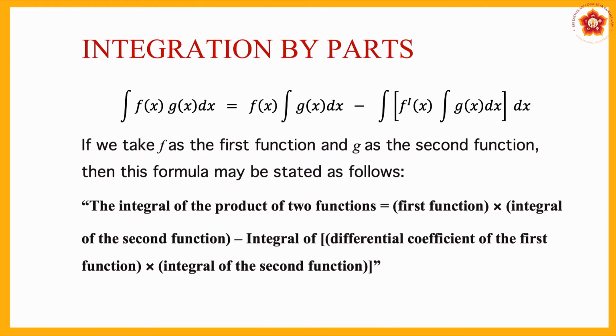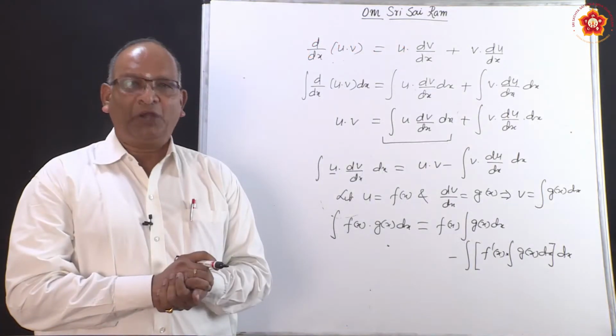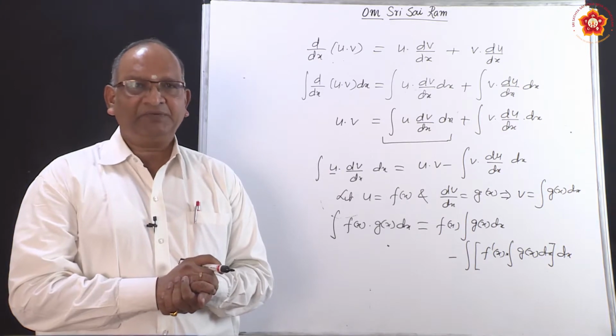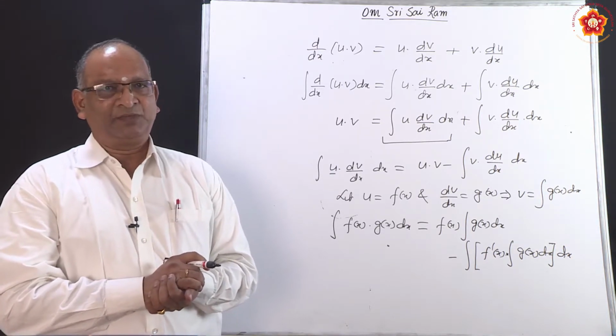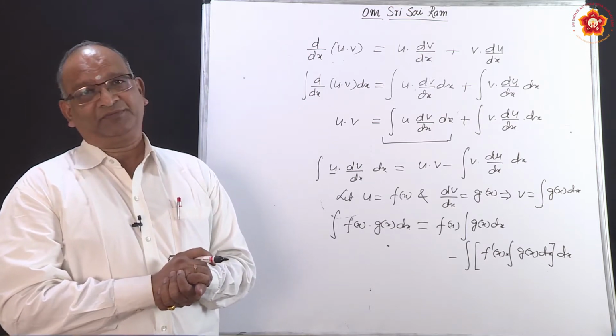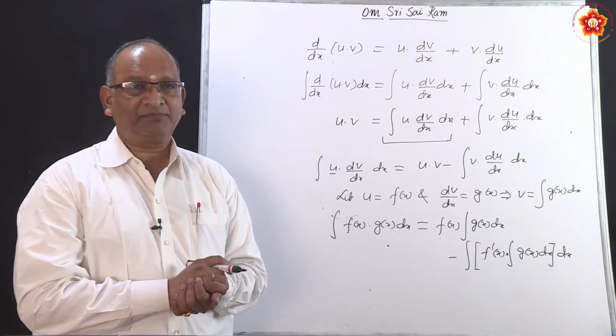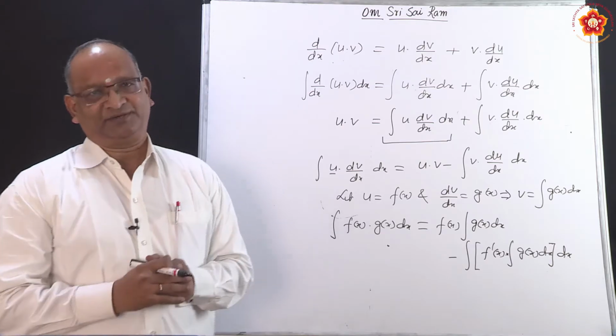Integral of the derivative or differential coefficient of the first function, multiplied by the integral of the second function, as we have here. So, this is the formula which we are going to use in order to find integrals of a product of two functions. Another very important thing while finding the integral of a product is how to choose the first function.